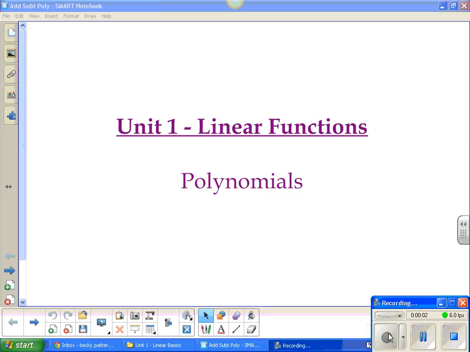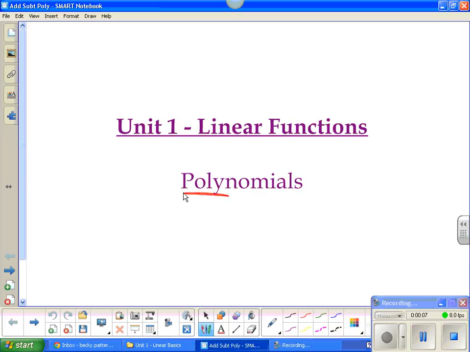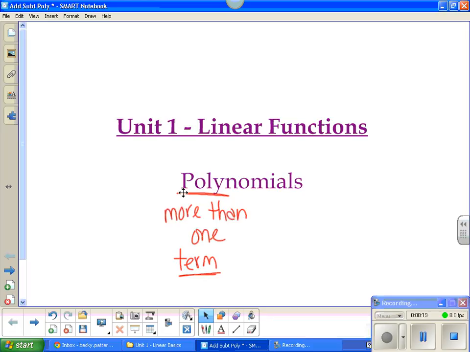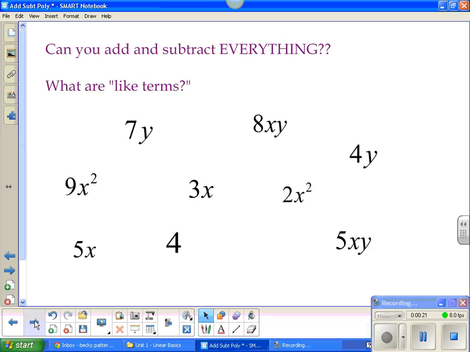This lesson is about polynomials. Poly means more than one. So we are talking about more than one term. So first let's talk about what are like terms.